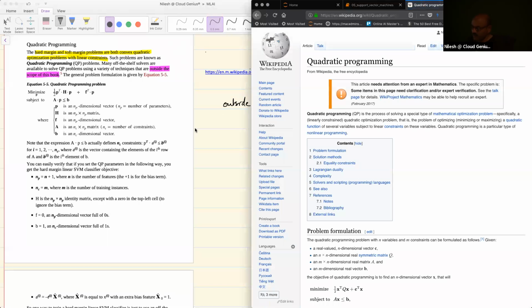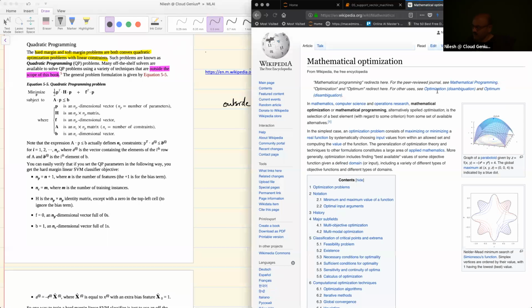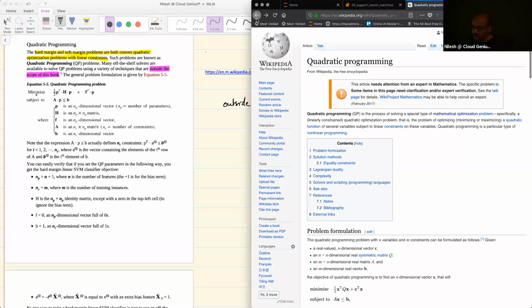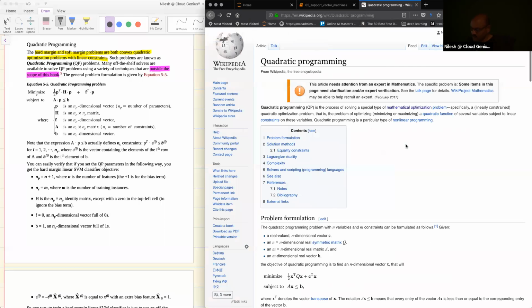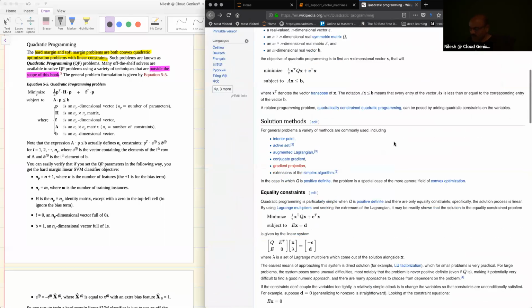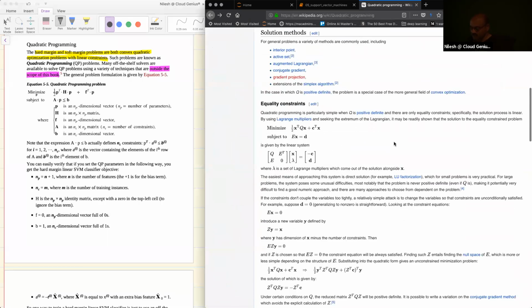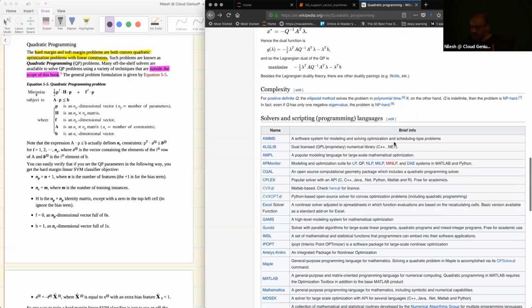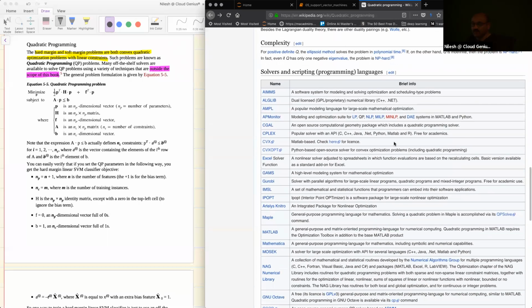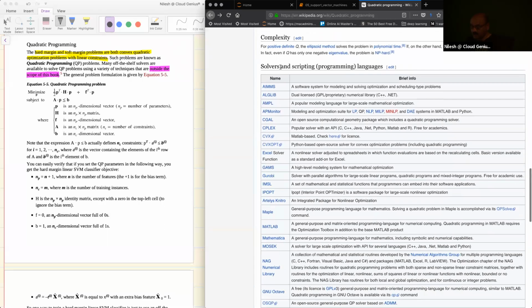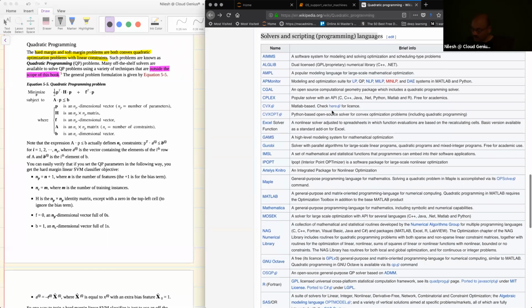Now here you will find that there are a bunch of different mathematical optimization methods based on quadratic programming. And many companies have commercial as well as open source solutions to solve these things. And so those solvers are available. And here is a short list of solvers that will solve quadratic programming problems. Some of the well-known ones are right here.